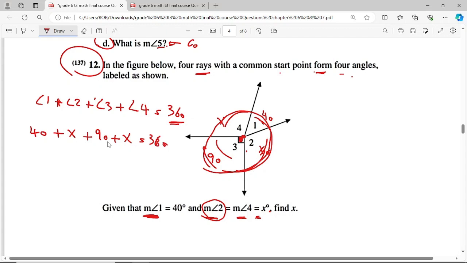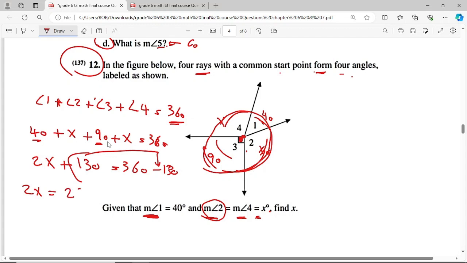So let's simplify this. I have 2x plus 130. This is 130. 2x will be equal to 360 minus 130; we put it on the other side, so it will be minus 130. That means 2x will be equal to 230. Divide by 2, so x will be equal to 115. Okay?